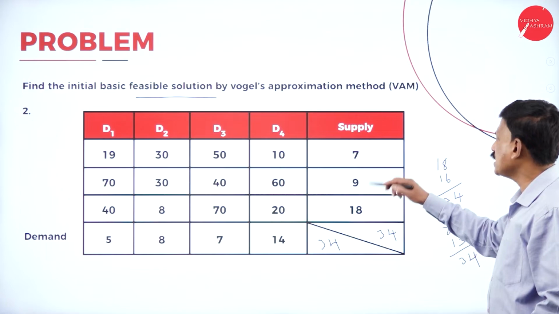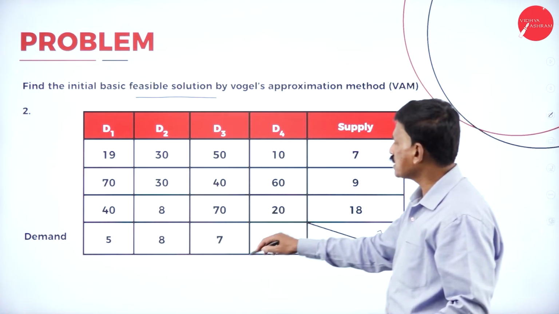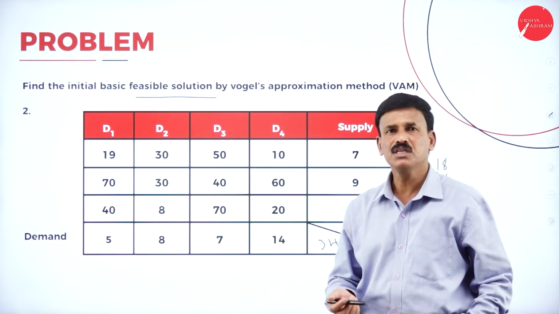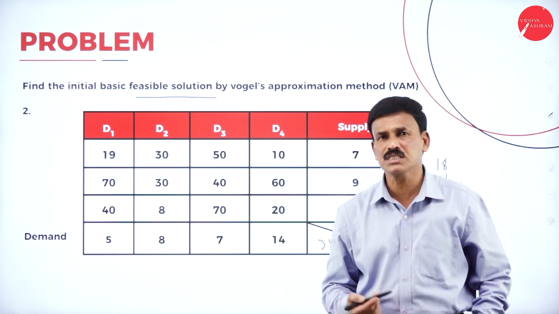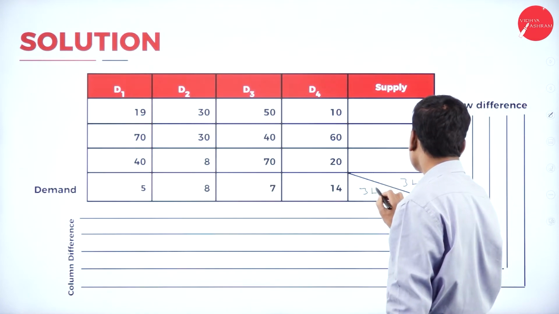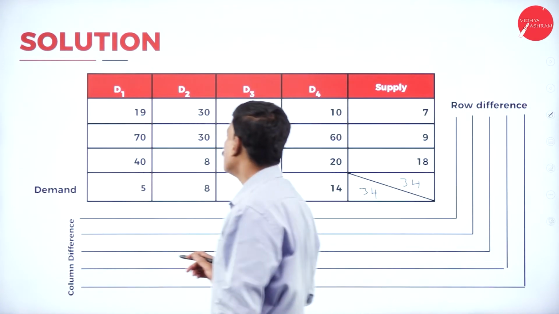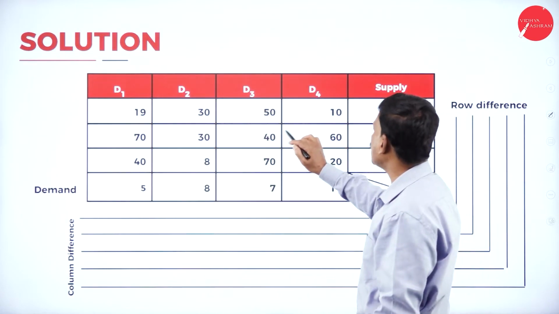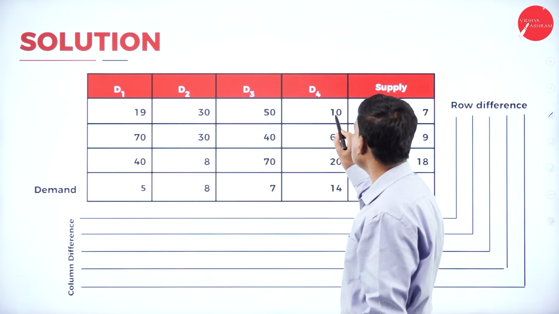So 18 plus 9 plus 7 is 34. 14 plus 7 plus 8 plus 5 is also equal to 34. So 34 is equal to 34. Therefore, this is a balanced transportation problem. Follow the procedure. Now let us find out the row difference. In the first row, just identify the least value. The least value is 10.